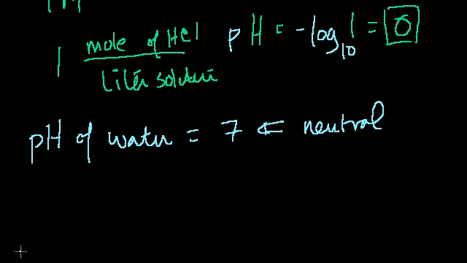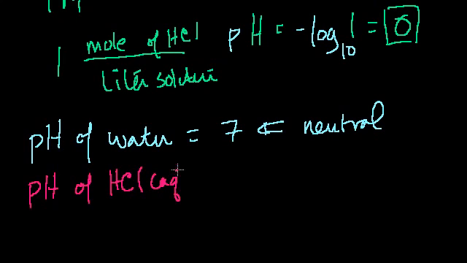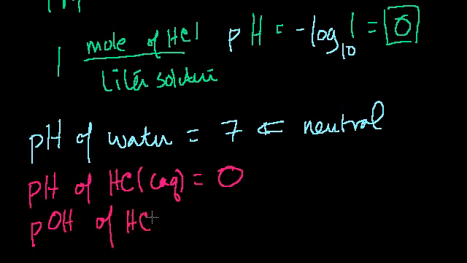Now we know that if you were to have an aqueous solution with 1 molar of hydrochloric acid, we can say, I'll do it in red, the pH of HCl in water is equal to 0. So obviously, a low pH is more acidic, and we went over that in previous videos. And let's figure out what the pOH of hydrochloric acid in an aqueous solution is.